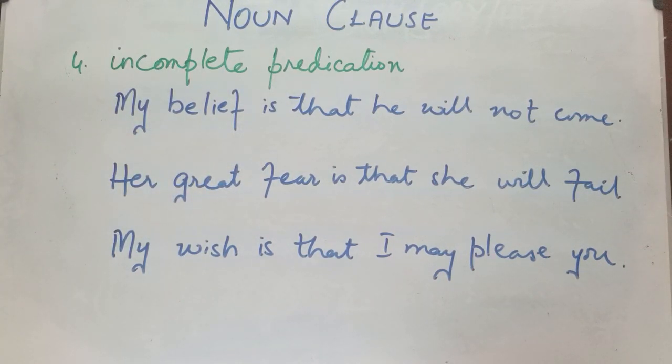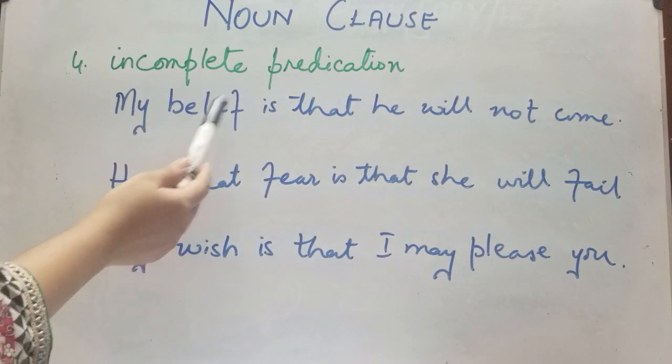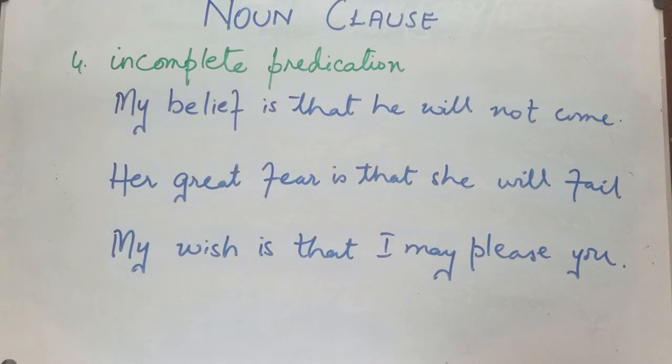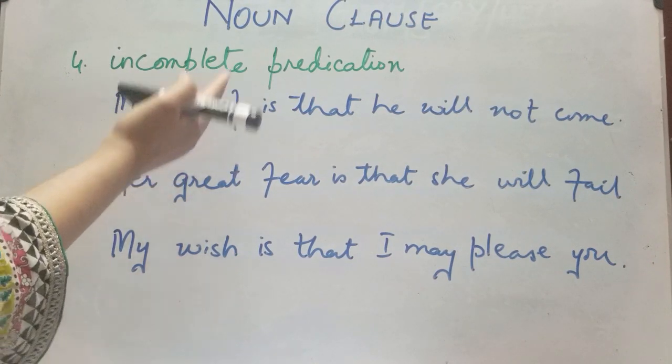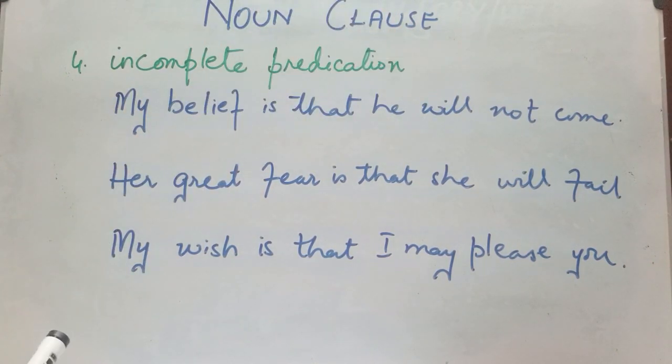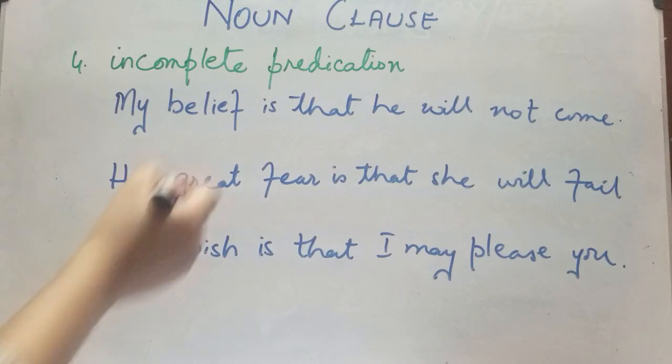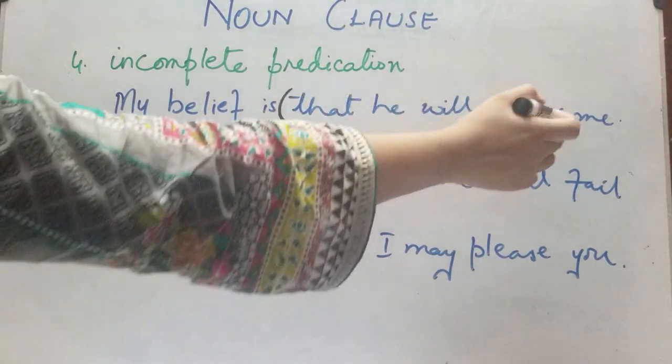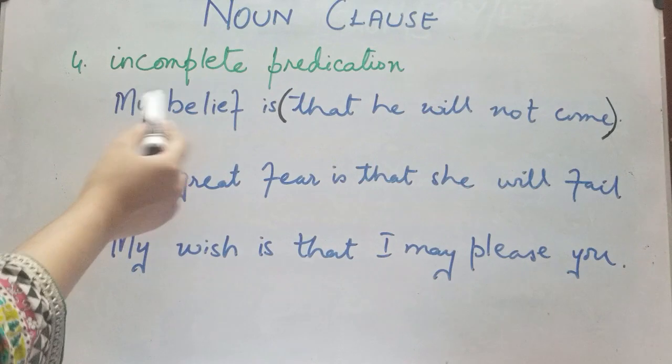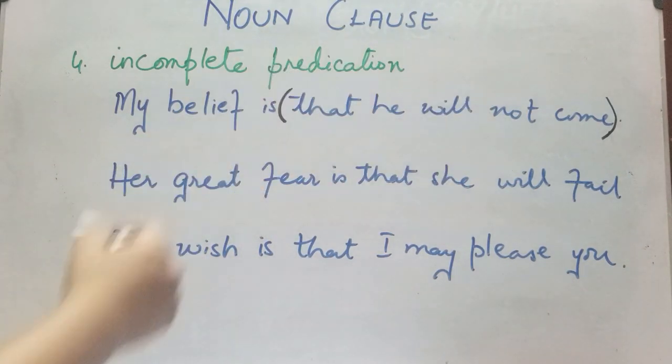That means in that complex sentence with a noun clause, your meaning is not quite clear. For example, my belief is that he will not come. With a noun clause, you don't know whether that thing is really going to happen or not. It's just my belief that he is not going to show up. So over here the noun clause is acting as the complement. The next part, my belief is what? My belief is that he will not come.